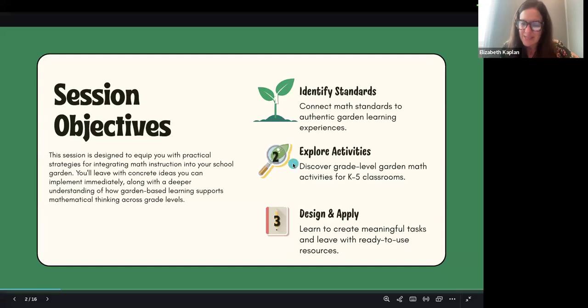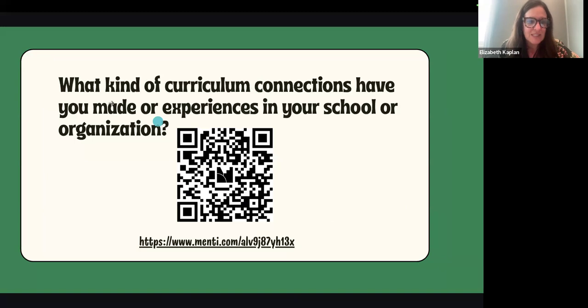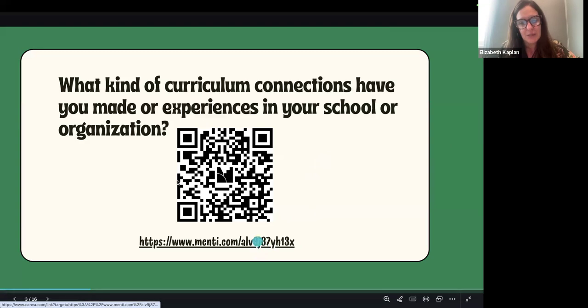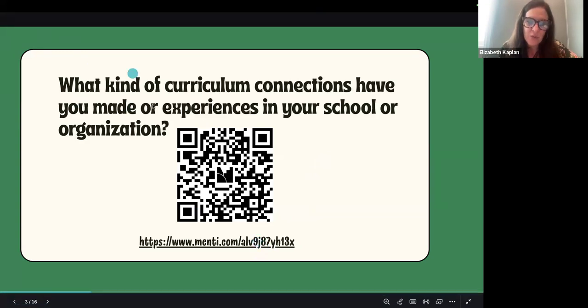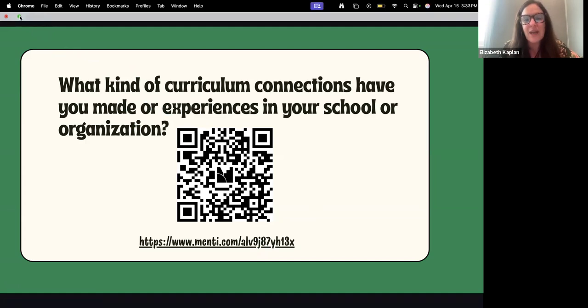So thank you, everybody. The first thing I would love to know is who has done what here. This is a Menti. You can't click on the link, but I could probably put it in the chat. If you could use your phone for the QR code and just answer a prompt that I have. I'm wondering what kind of curriculum connections you have made or experiences in your school garden.